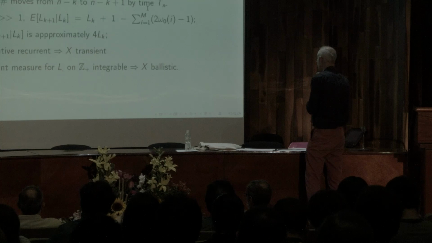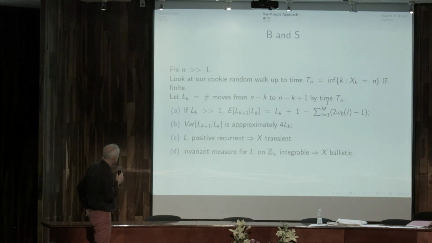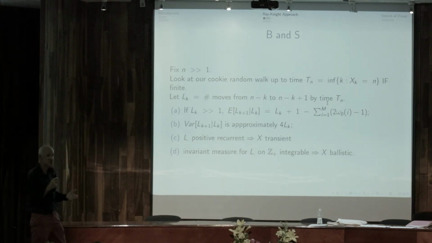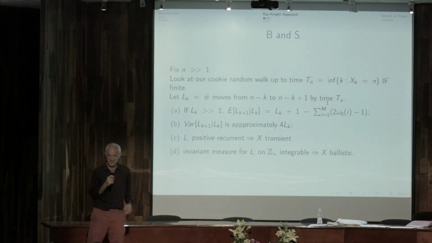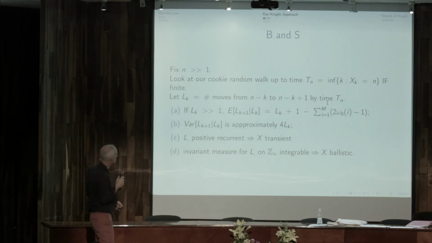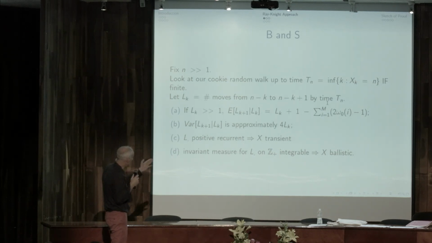So now I'd like to talk a little bit, very quickly, I hope I do justice to it, about the paper of Basdevant and Singh, and how they worked out necessary and sufficient conditions for transience, and also necessary and sufficient conditions for ballisticity. So what they do is they look at when you first hit n. Your cookie random walk hits n, let's take n to be large, for the first time. N, positive n. Though, of course, you could look at the first time you hit minus n, no problem. But you're going to look at n.